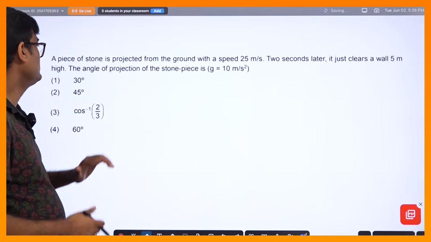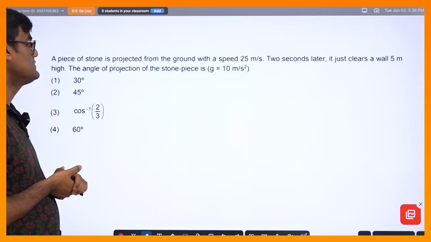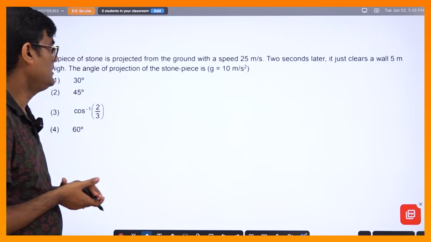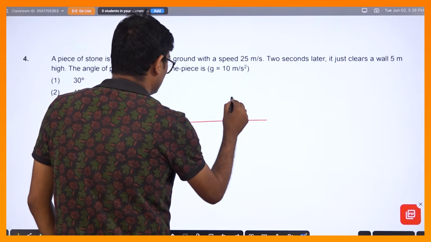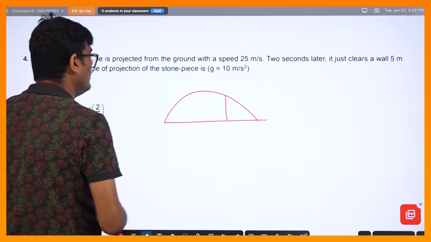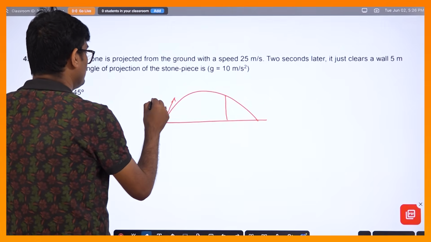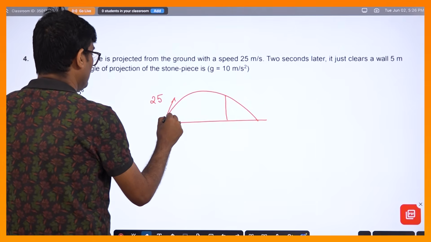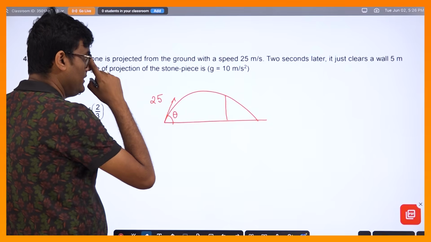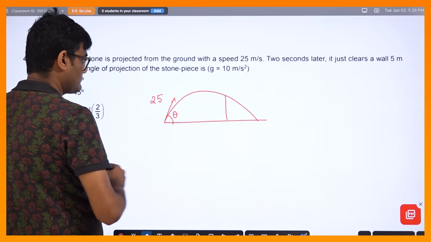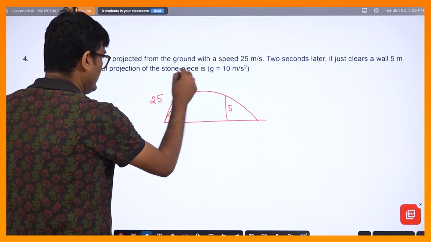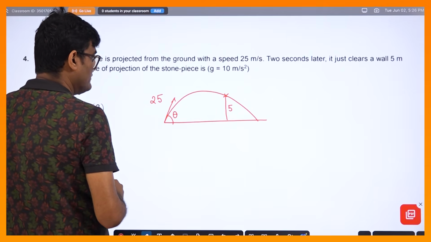A stone is projected with 25 meter per second. Two seconds later, it clears a wall 5 meter high. What is the angle of projection? So the stone clears a 5 meter high wall after 2 seconds. It is projected with 25 meter per second at an angle theta. So I can say its vertical displacement in 2 seconds is 5 meter.